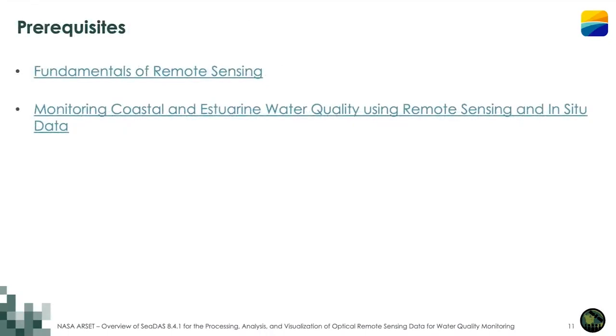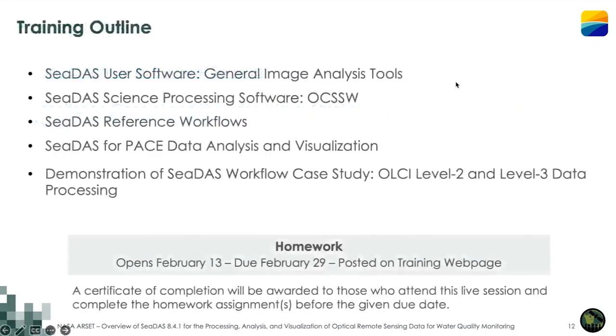Prerequisites for this training are fundamentals of remote sensing, just to know about basic concepts. And a past training about coastal and estuarine water quality that used SeaDAS 8.1, so that's a good reference as a prerequisite. With that brief overview of SeaDAS, here is the outline for the rest of the session.